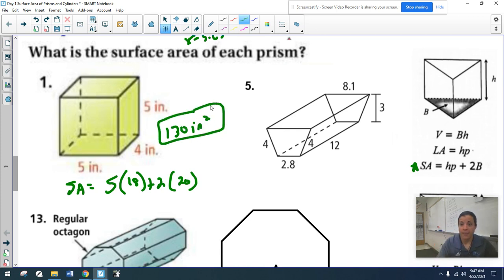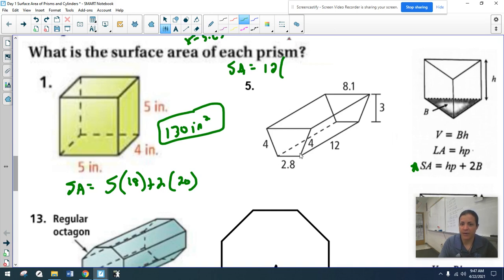Okay. Up here, the next one, my bases are these trapezoids right here. So first of all, for my surface area, I've got to do my height. My height's going to connect them. So it's going to be these lines. And they give me one right there, 12. That's my height. And then I need my perimeter.